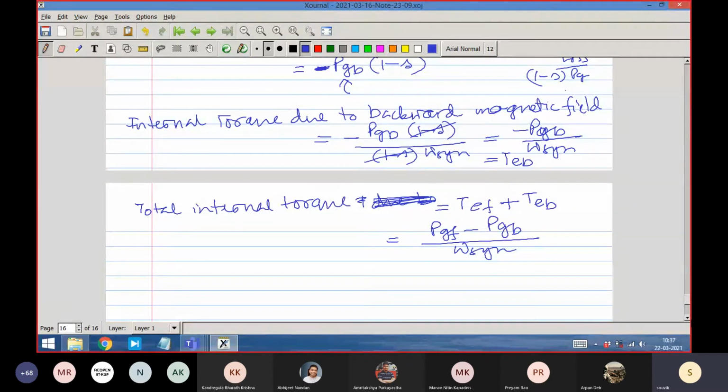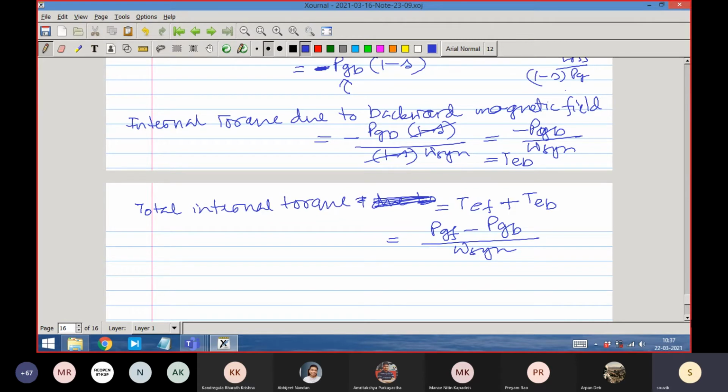This is why I said that there will be a torque in the reverse direction due to the backward magnetic field. That is why we make an effort to reduce that TEB, or reduce PGB, so that there is no backward magnetic field, at least under running condition. There is less backward magnetic field, as little as possible, right?